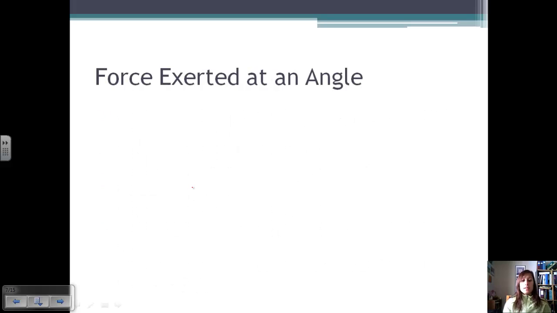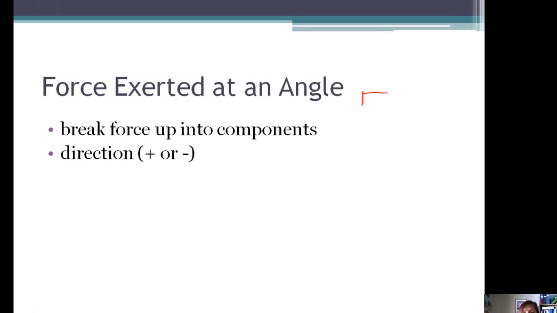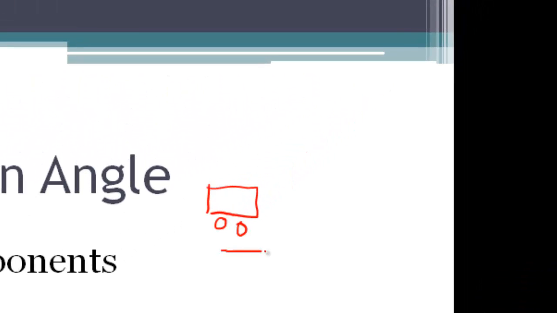Well, we've talked about forces in the direction of motion, forces perpendicular to the direction of motion, and now we're going to talk about forces exerted at an angle. Well, because force is a vector, we can break it up into its components. And so the direction could be either positive or negative. And so, for example, let's say that we had a wagon, and it was moving in the horizontal direction. But we're applying a force at an angle. Well, we can take that and break it up into our components of horizontal and vertical components.